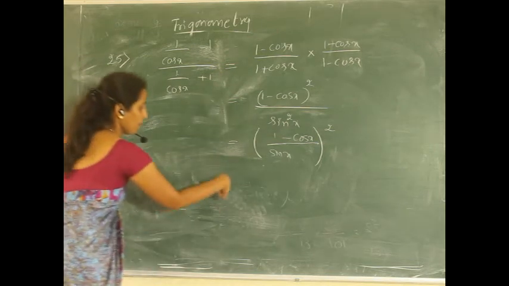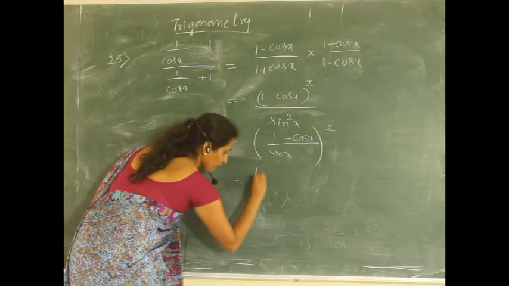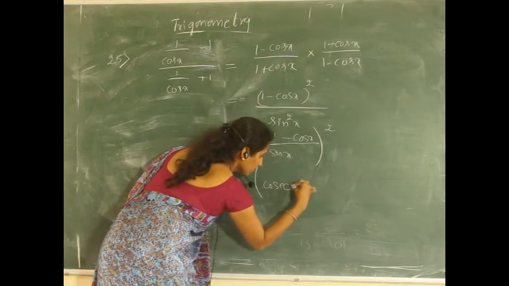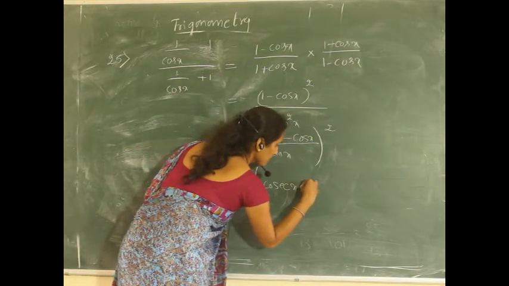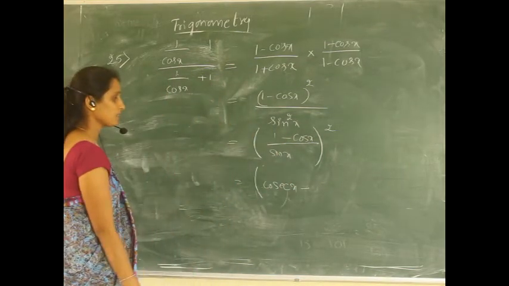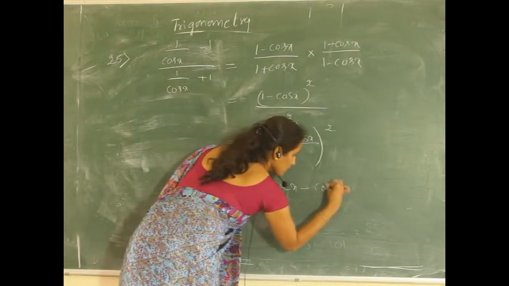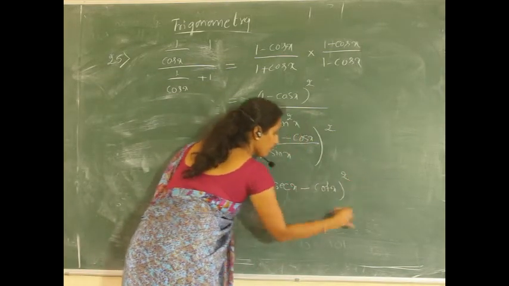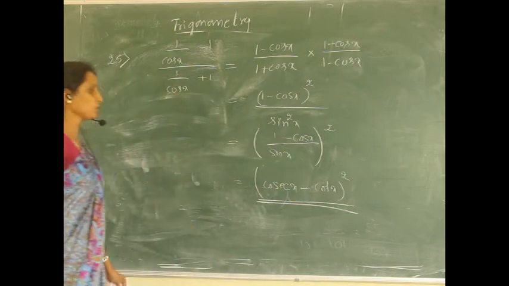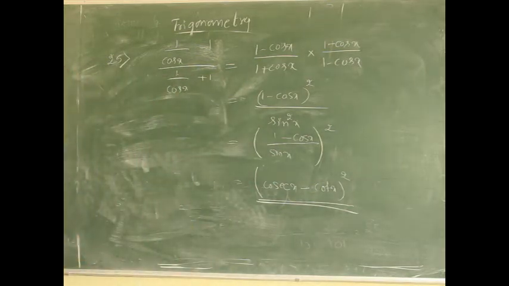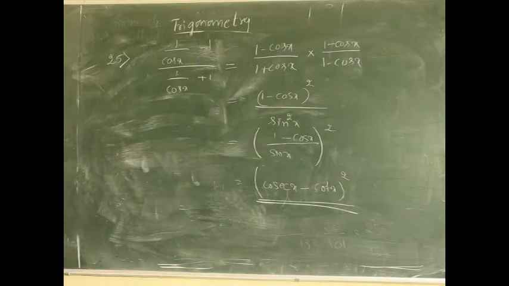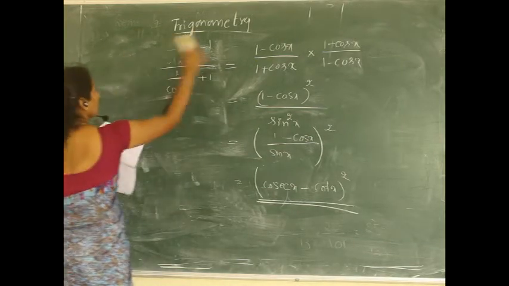So 1 by sin x will be cosec x minus cos x by sin x, which will be cot x, whole square. So the answer will be cosec x minus cot x whole square. That is there in option C, cosec x minus cot x whole square. So this is the answer for the 25th question. Now the 26th question.